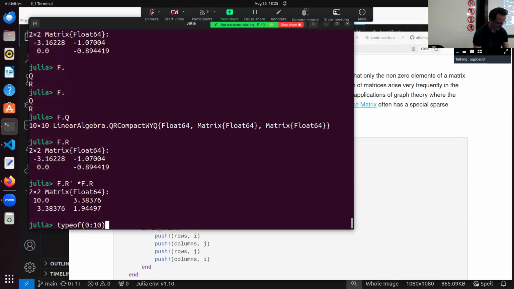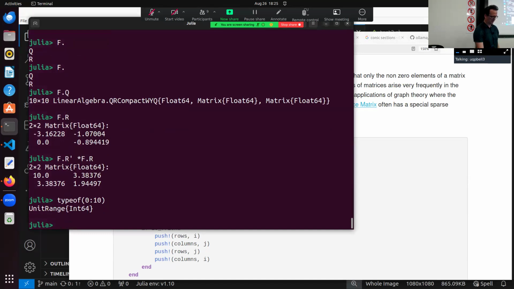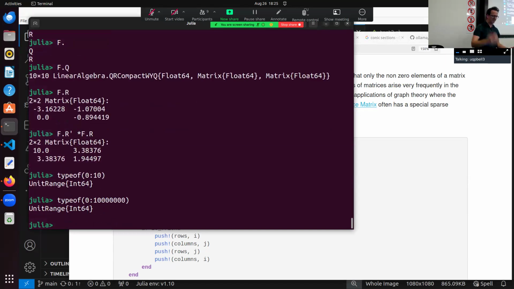If we do this, it's not making a vector, it's making a thing called an iterator, a unit range. If this gets really big, I'm going to start allocating an unnecessary amount of memory. I don't need to do that. I just need to make a thing that will give me the next value. I talked about this uniform scaling here.